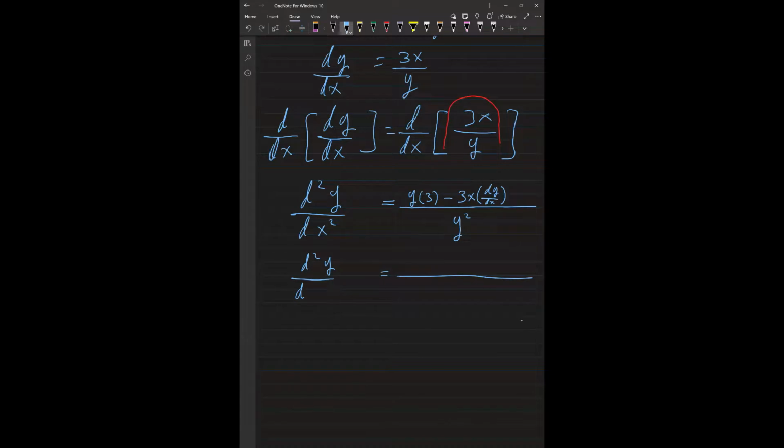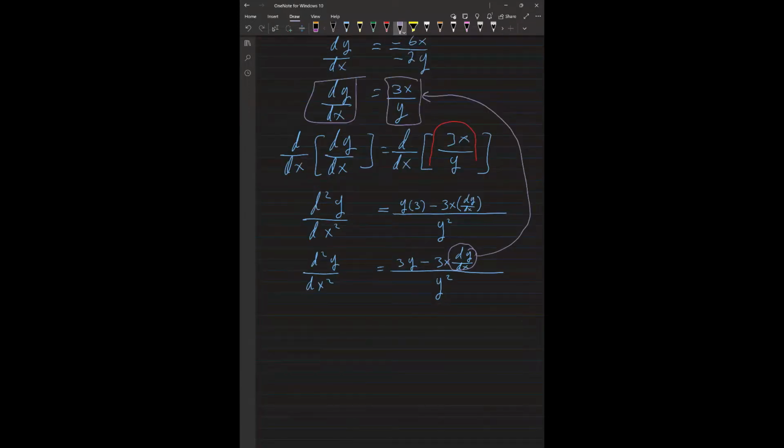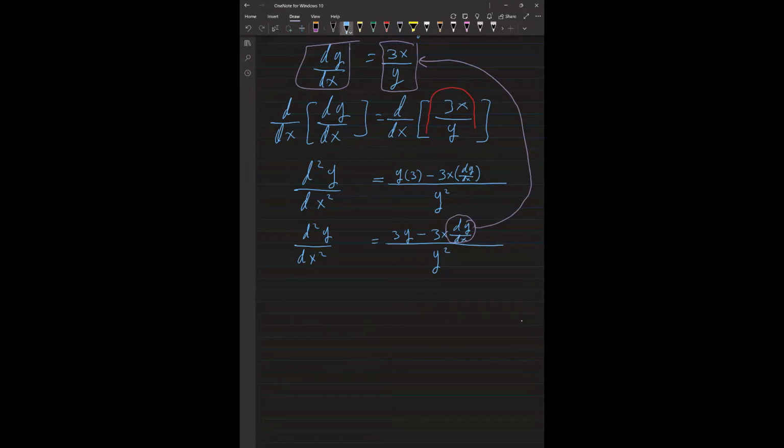Second derivative, all over y squared. This gives me 3y minus 3x dy/dx. Now, this is kind of weird. We've got dy/dx here. What is that? This is it, so we're just going to plug it in. So always watch out for that.